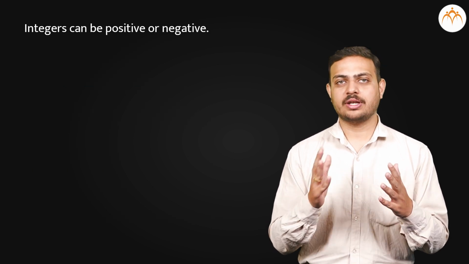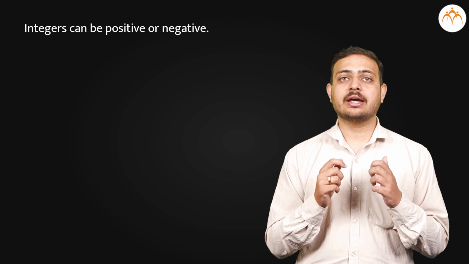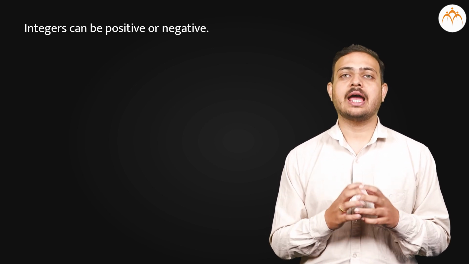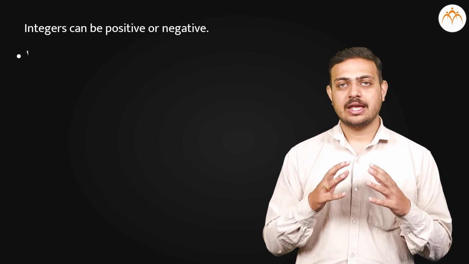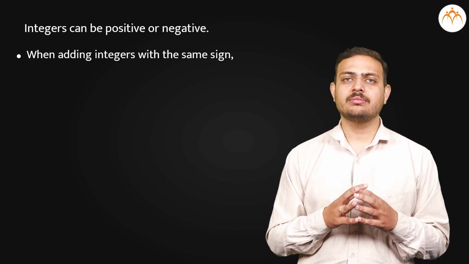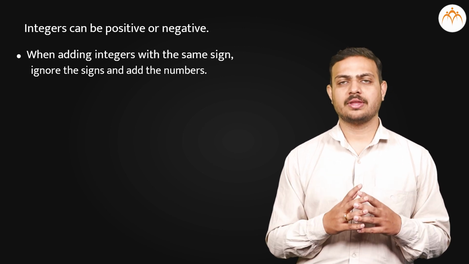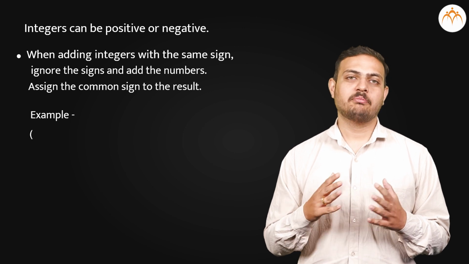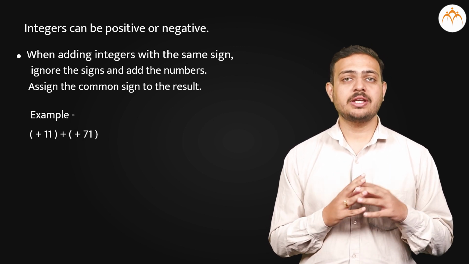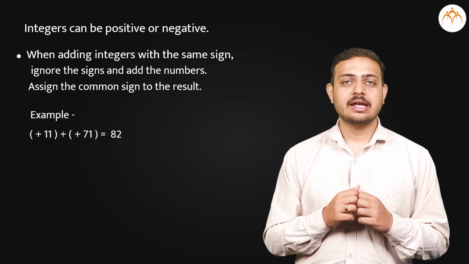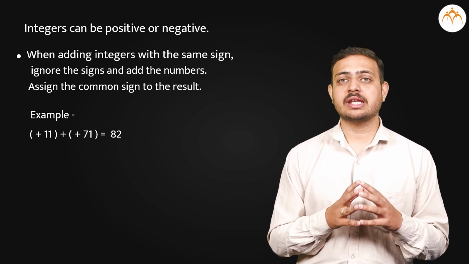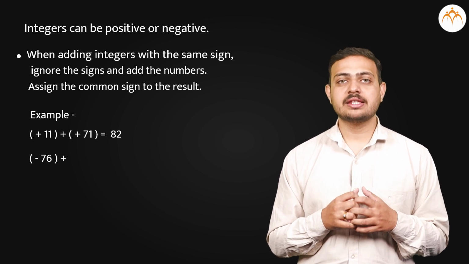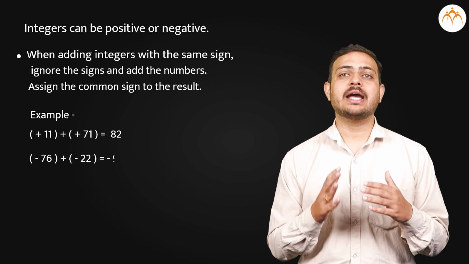Integers can be positive or negative. It is important to use the correct sign for their addition and subtraction. Rules for addition and subtraction of integers. When adding integers with the same sign, ignore the signs and add the numbers. Assign the common sign to the result. Let's see an example. Plus 11 plus 71 is equal to 82. The sum is positive, but the positive sign is not written explicitly. Minus 76 plus minus 22 is equal to minus 98.